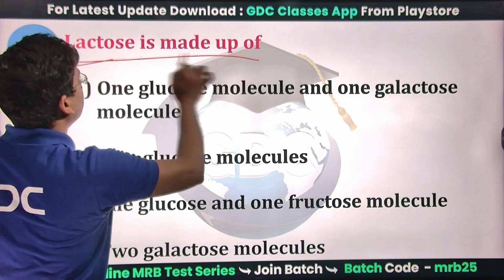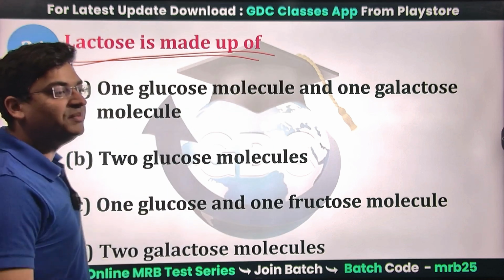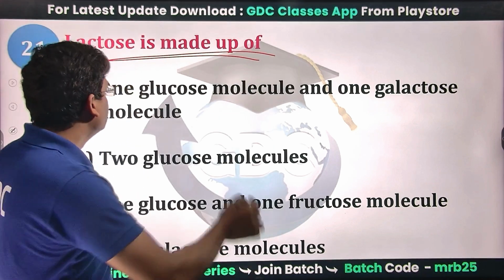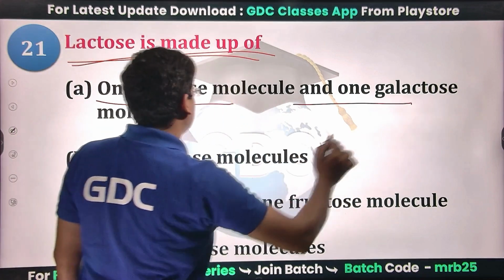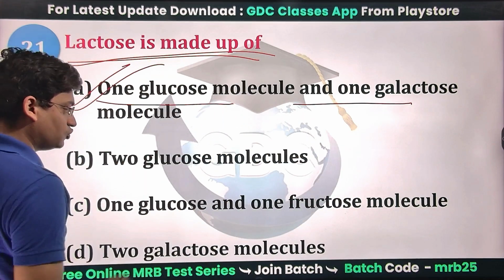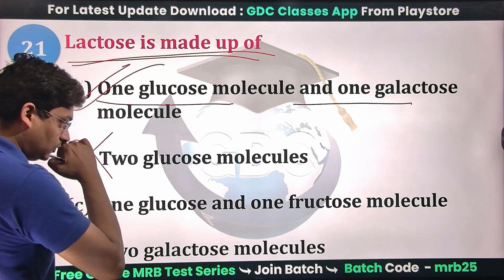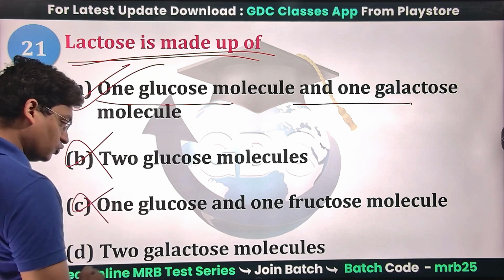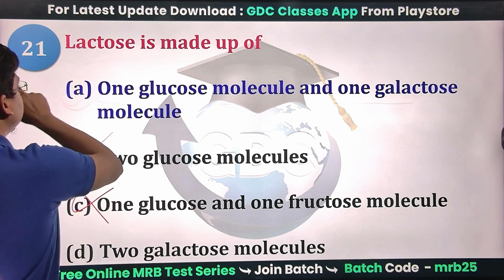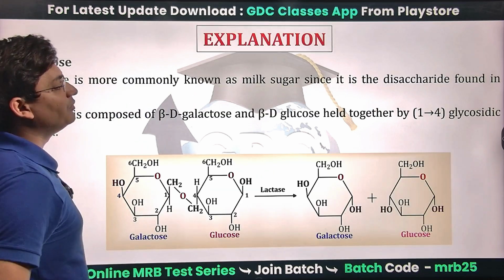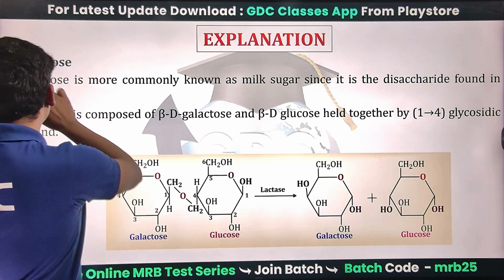Next question, lactose is made up of. Lactose is made up of glucose and galactose units, so one glucose molecule and one galactose molecule. Yes, A will be the right answer. Two glucose molecules, that's maltose. One glucose and one fructose, that's sucrose. Two galactose molecules, no, not at all. So A is the right answer: lactose is made up of glucose and galactose.